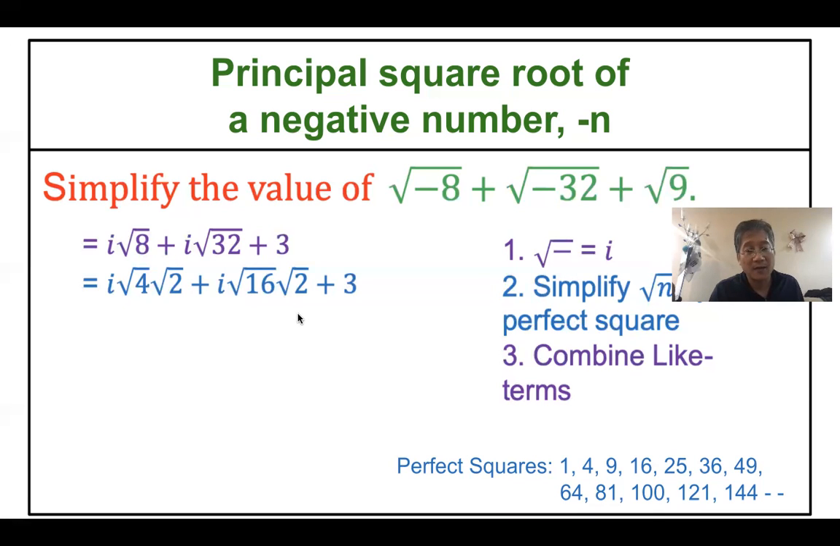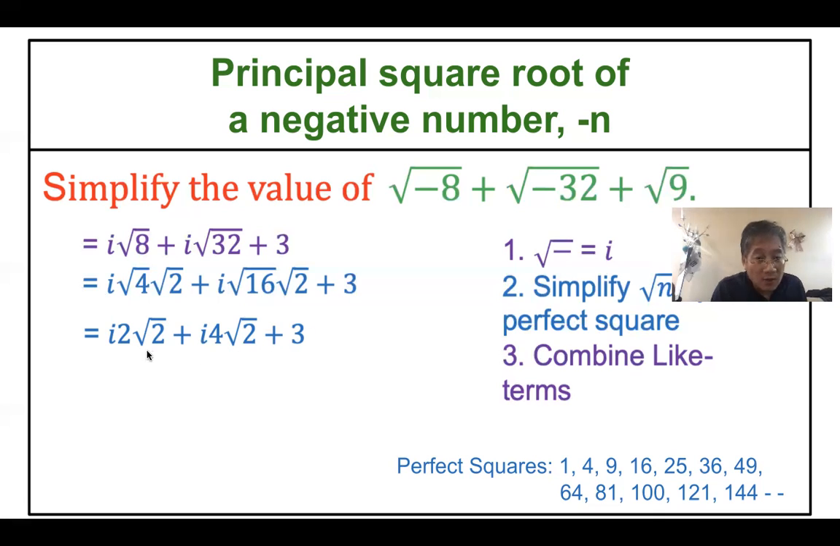Okay, now if you simplify, the square root of 4 becomes 2. And then you write down i here, square root of 2. Don't do anything to this one. Now, this one, the square root of 16 becomes 4, and then i square root of 2. And plus 3, you don't do anything.